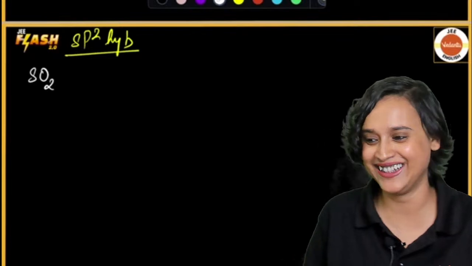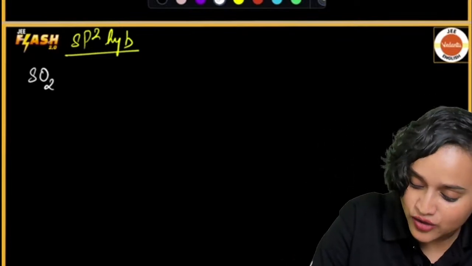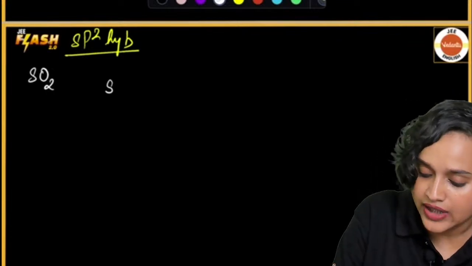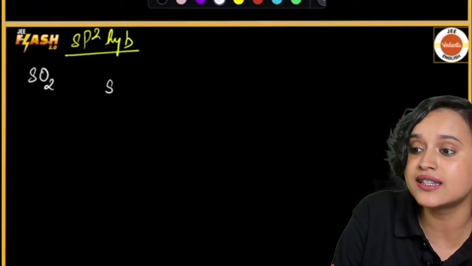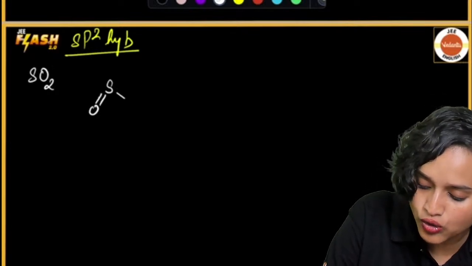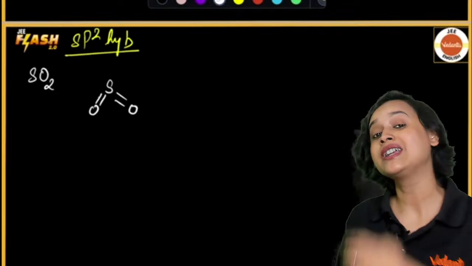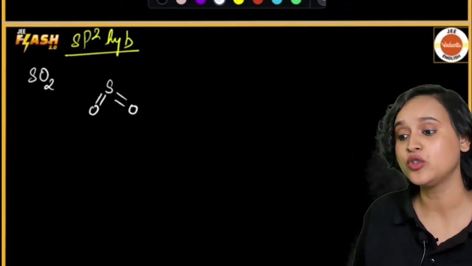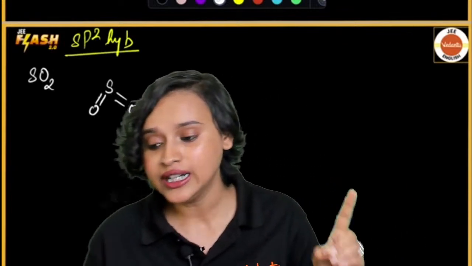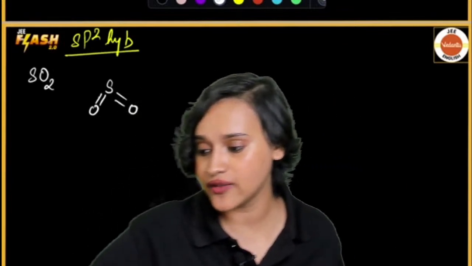SO2. So the central atom will be our sulfur, right? And we can clearly see that this oxygen does not have any charges. That means it will form a double bond with O, double bond with O. But now sulfur has how many electrons in its outermost shell, everybody?